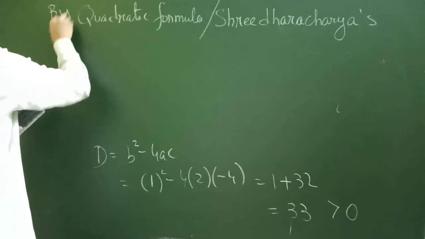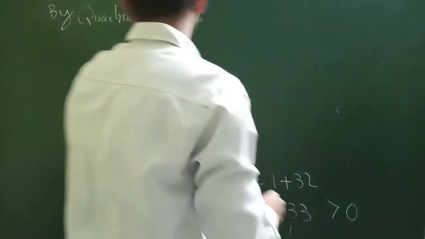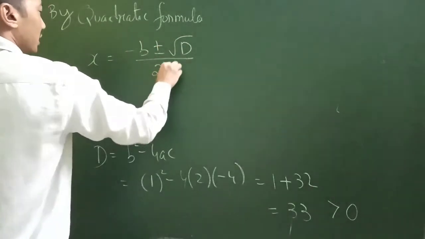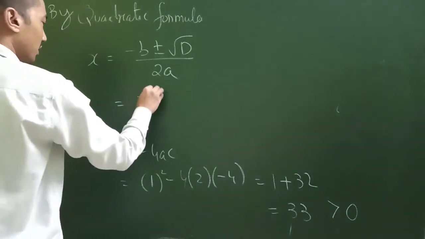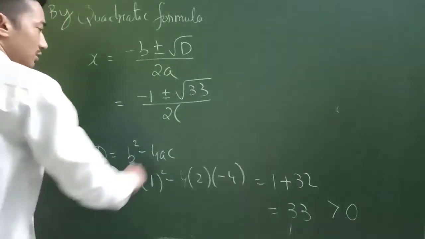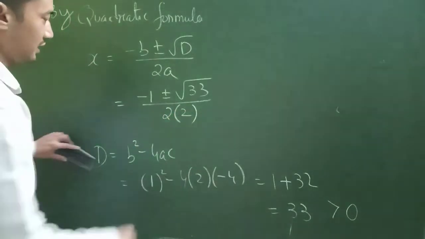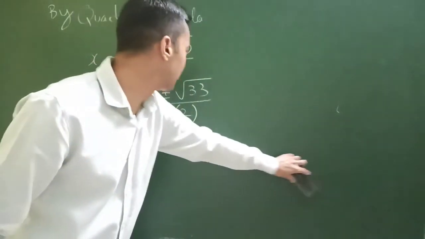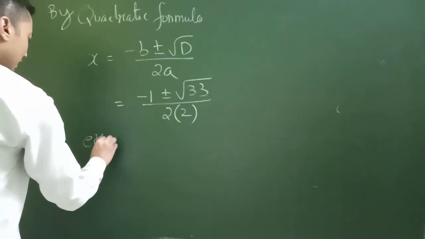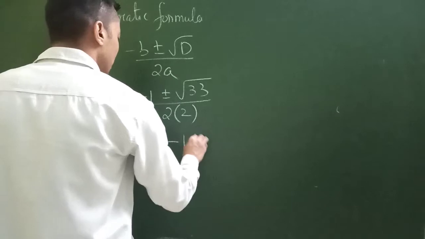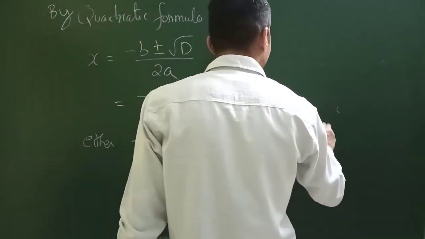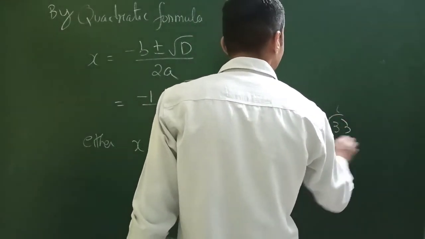By the quadratic formula or Shreedharacharya's rule, what will happen? x will be equal to minus b plus or minus root of d by 2a. Don't be in a hurry, please write down the values one by one. Plus minus root of 33 by 2 into, what was the value of a? It was 2. We cannot solve further because we cannot find the root of 33. So let it be x equal to minus 1 plus root of 33 divided by 4, or x equal to minus 1 minus root of 33 by 4.